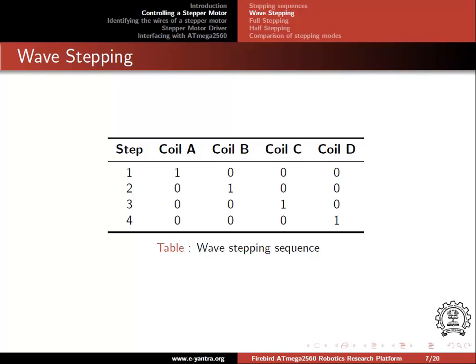The table shows which coils are to be excited for generating the wave stepping sequence. Here, a 1 denotes on, whereas 0 denotes off. To rotate the stepper motor in one direction, we send the sequence 1, 2, 3, 4, 1, and so on, while for the opposite direction, we send the sequence in reverse, that is 4, 3, 2, 1, 4, and so on.